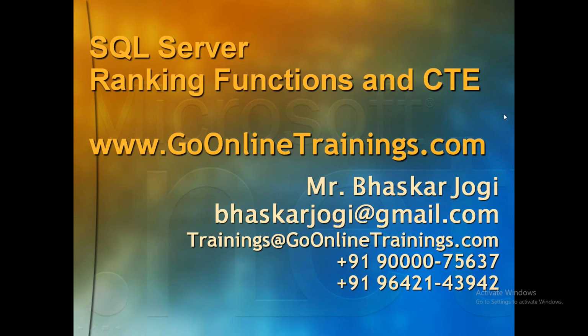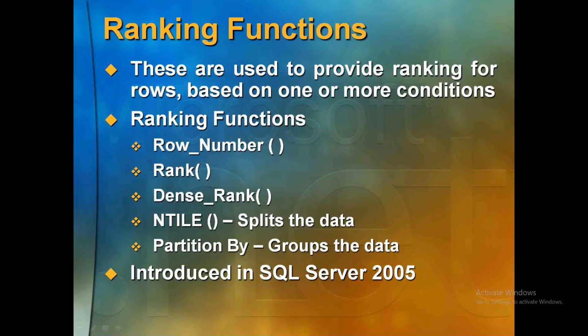Let us understand ranking functions and common table expression CTE. So let us understand what this is. These are used to provide rankings for rows based on one or more conditions. We have row number, rank, dense rank, ntile, and partition by. These are called ranking functions. These were introduced in SQL Server 2005. Clear? So these were added almost 15, 16 years back to SQL Server.